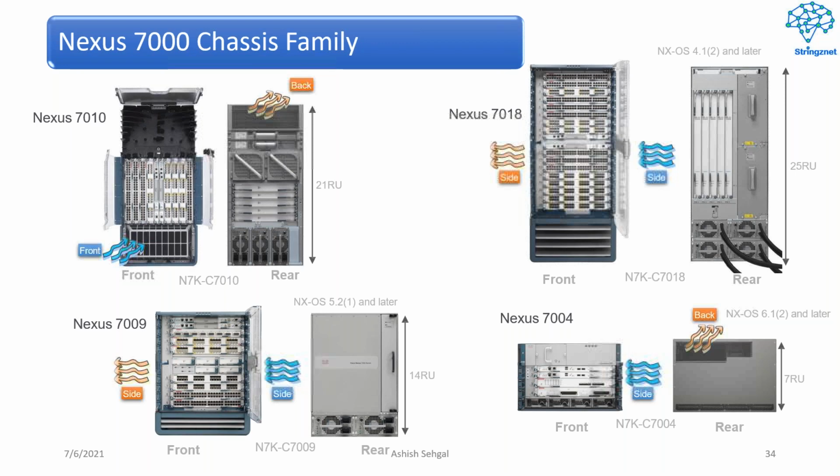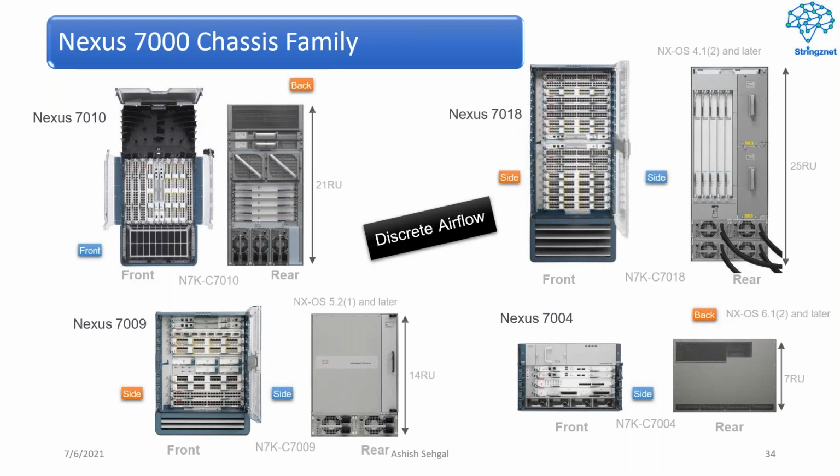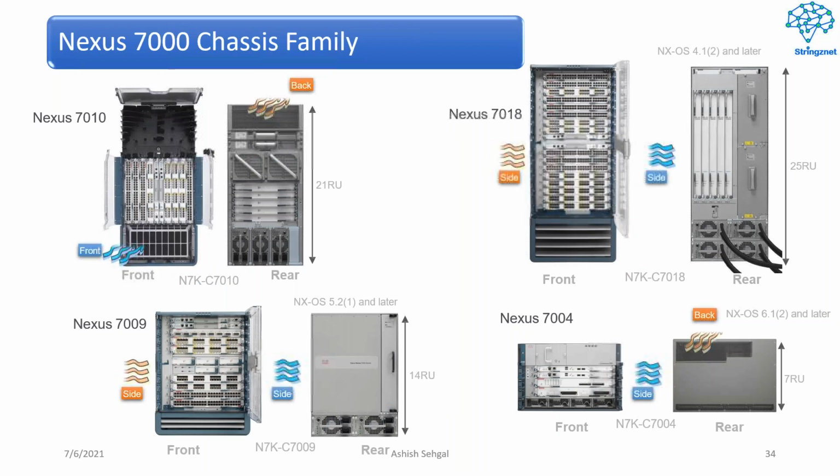The first question that comes is why this discrete airflow is there? Why is it so? Anybody, guys, can you tell me why Cisco is providing this kind of discrete airflow in 7000 series chassis? Cold air coming from bottom front, going out from the rear, or coming from side to side. Why is it so?